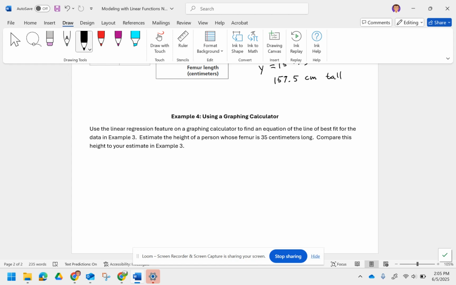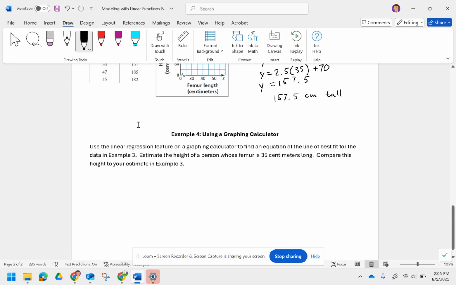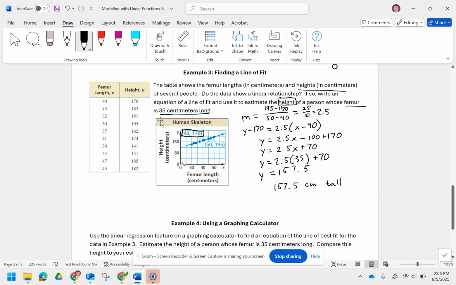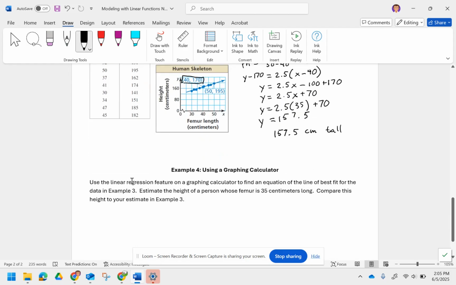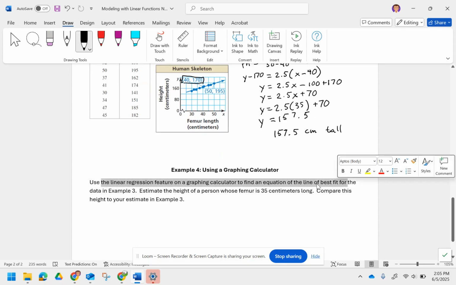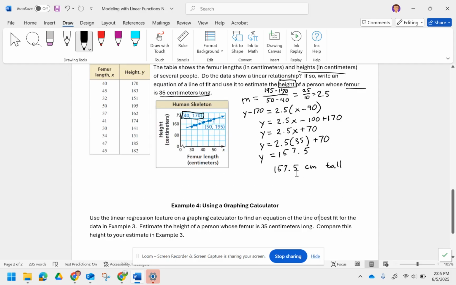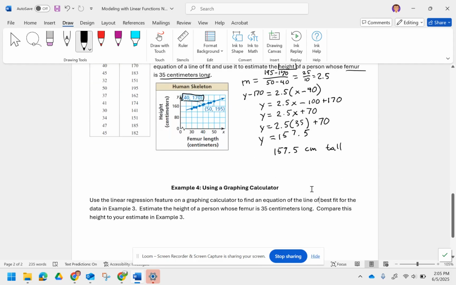So what we're going to do is use a calculator to calculate one of these regression lines for the problem that we saw here in example 3. We're going to use a linear regression feature on a calculator to find the equation of a line of best fit. So not a line of fit, a line of best fit for the data in example 3, and then estimate the height of a person whose femur is 35 centimeters long. And then we'll compare it to what we got up here.